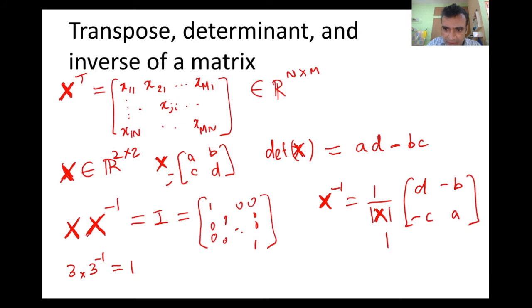You can see that because of this, the determinant has to be non-zero for this matrix to be invertible. Just like the inverse of 0 does not exist in scalars, similarly, the inverse of matrices whose determinant is 0 does not exist. And of course there's a definition of inverses for larger order matrices.